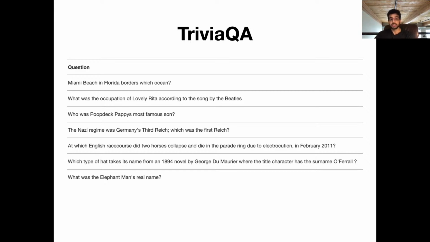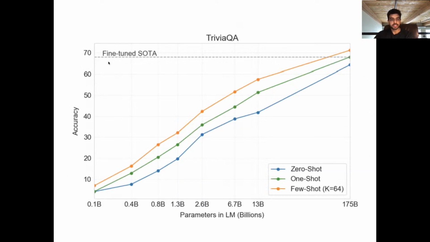In GPT-3, they completely removed that supporting document part. And so they simply, in the zero-shot case, say, answer this question. In the one-shot case, they might give just one example QA pair. And in the few-shot case, they might give a couple different QA pairs. So this dashed line here is the state-of-the-art with the pre-train and fine-tuning paradigm. And you can see that these three different lines are the zero-shot in blue, one-shot in green, and few-shot with 64 different QA pairs in the prefix.